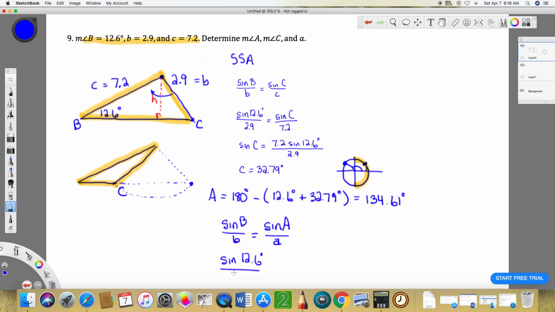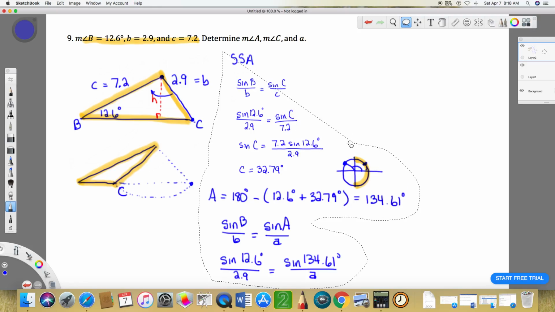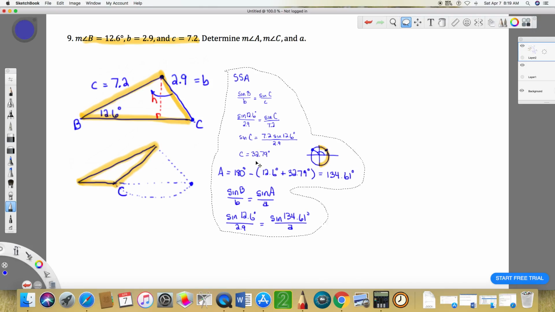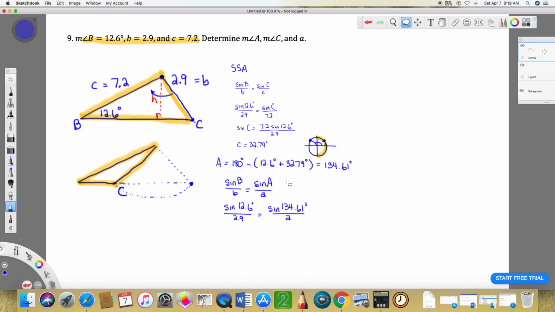So I've got the sine of 12.6 over this 2.9. And now I have the sine of 134.61 degrees over A. Now I'm going to have to shrink this up and find some space over on the right to finish this. Well, I guess I've got room right there now. All right, so let's cross multiply.